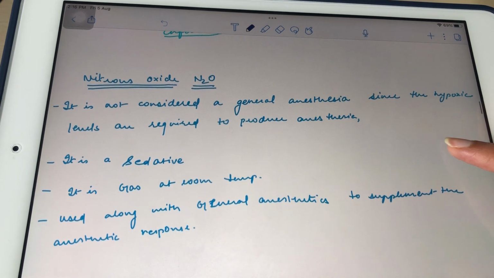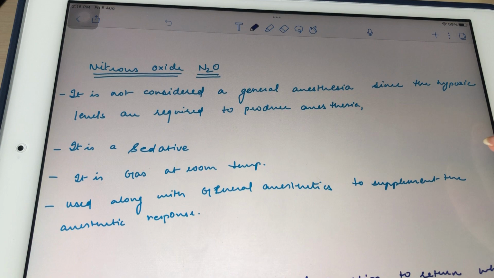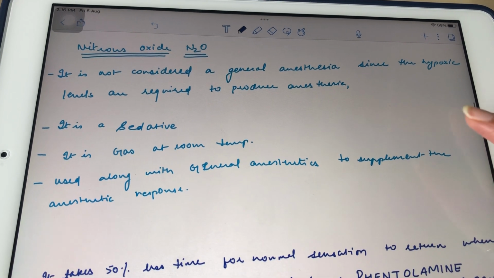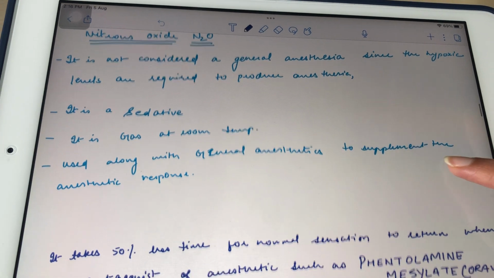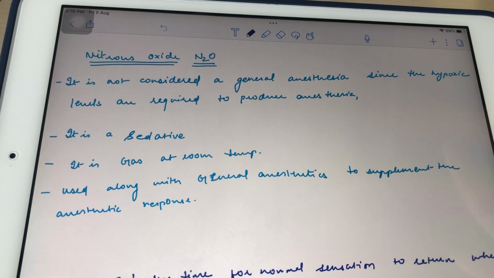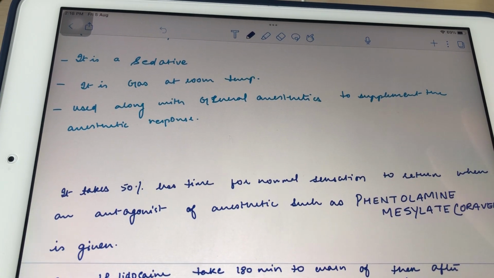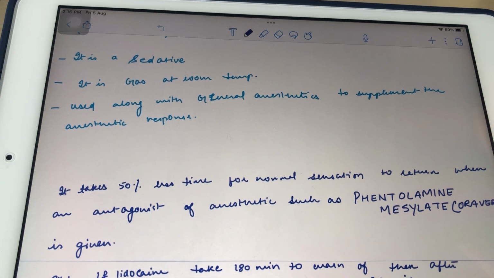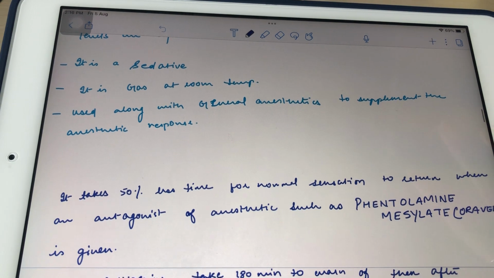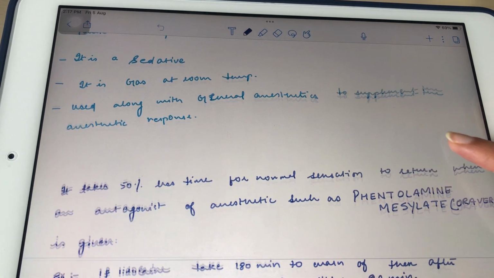Now comes nitrous oxide. Nitrous oxide is not considered a general anesthetic since hypoxic levels are required to produce the anesthesia. Hence, nitrous oxide is not an anesthetic but a sedative. It is a gas at room temperature used along with the general anesthesia to supplement the anesthetic response. So it is helpful. It synergizes the response of the anesthetic.